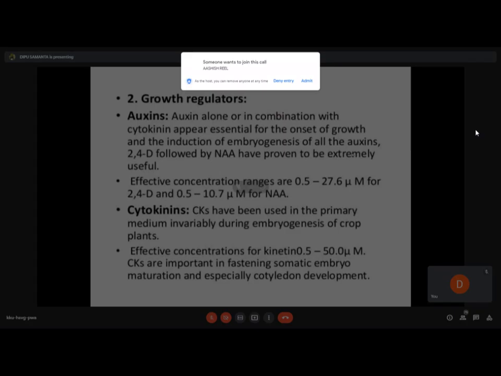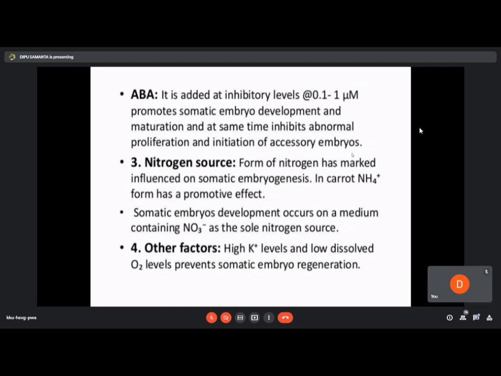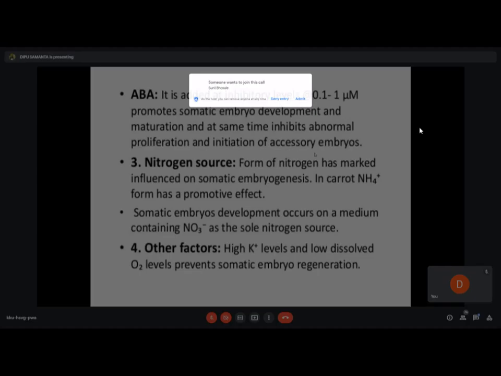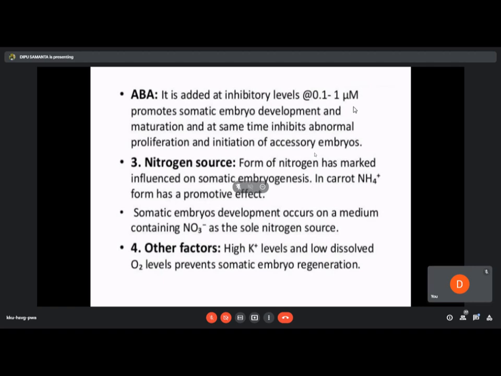Now, the other thing is auxin. I have mentioned that the presence of auxin at the induction stage is a prerequisite, and for maturation and plantlet formation, a low concentration of cytokinin is also required. Sometimes it is noted that ABA has some inhibitory roles also. Nitrogen source is very important. In callus, it is found that ammonium ion has a promoting activity. Other than this, a high K plus level and low dissolved O2 level prevent somatic embryo regeneration also.